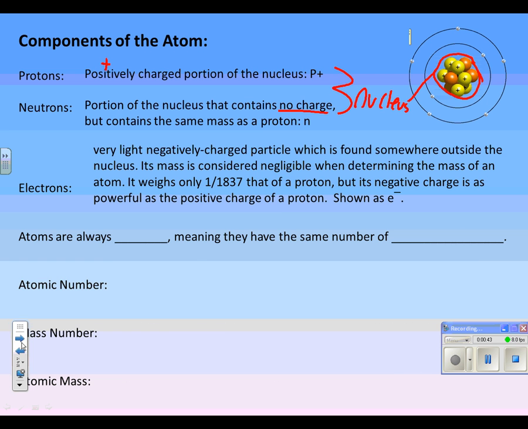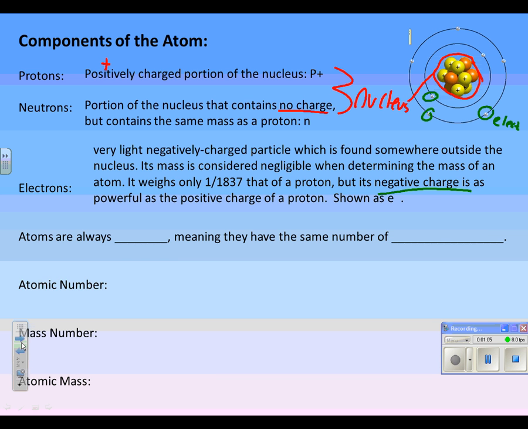The electrons are very light, negatively charged. We talked about this in the last video with Thomson's experiment. They are negatively charged, and they are found outside of the nucleus. So all these little guys out here are electrons. Okay, now here's a big important statement right here.